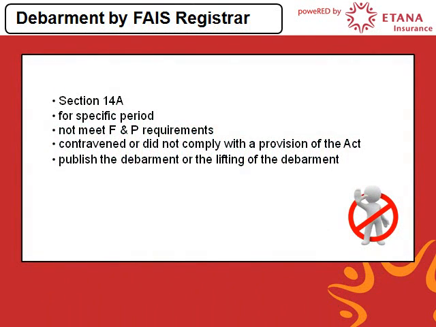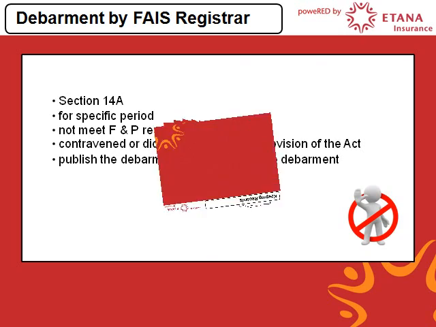The FAIS registrar can also debar a person, including a representative, in terms of Section 14A of the Act. The registrar can debar a person from providing financial services for a specific period of time if the person does not meet the fit and proper requirement of honesty and integrity, or if the person contravened or did not comply with a provision of the Act. The registrar may publish the debarment or the lifting of the debarment.